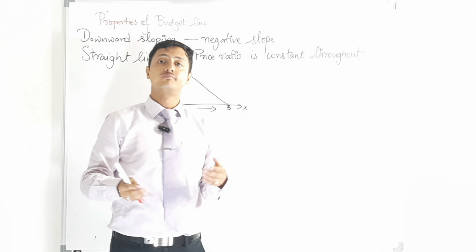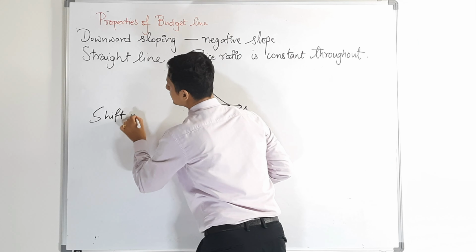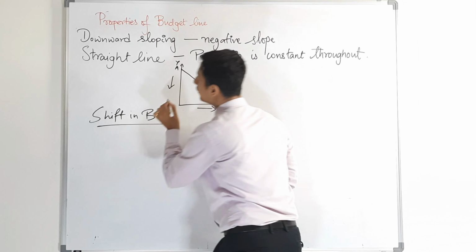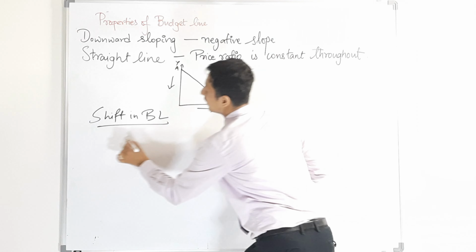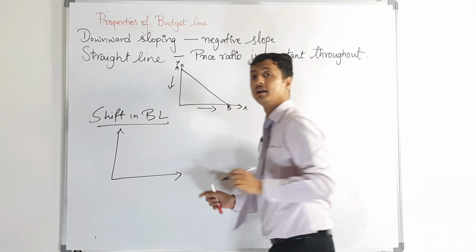Now we will do shift and rotation in the budget line. Let us first see the shift in the budget line. I'll denote it by BL. Okay, so this is the graph. Let the x-axis be apple and the y-axis be banana. Let us suppose AB is the initial budget line, right?